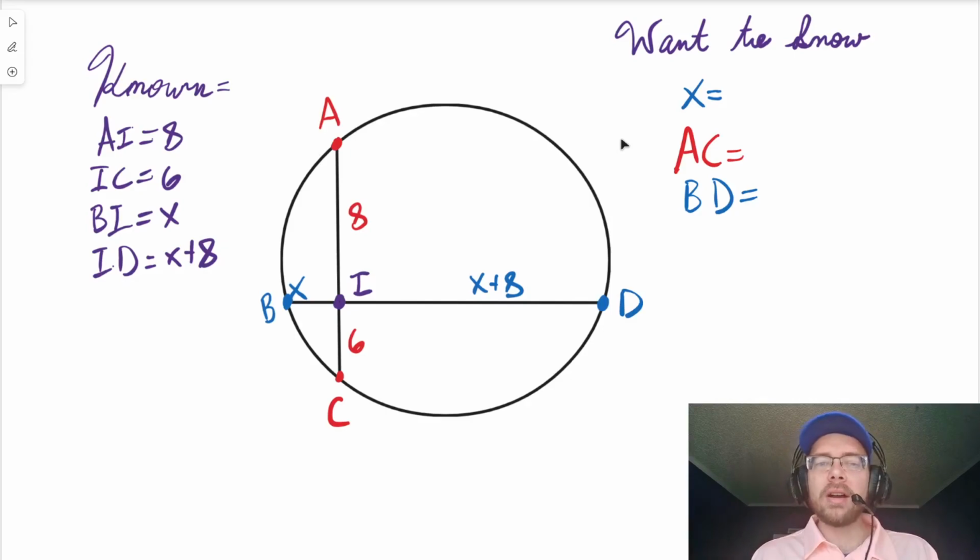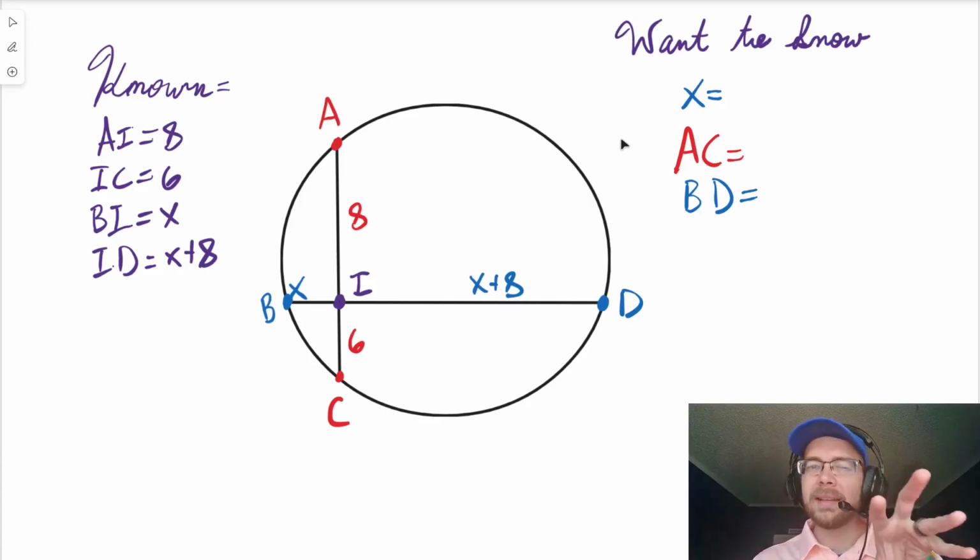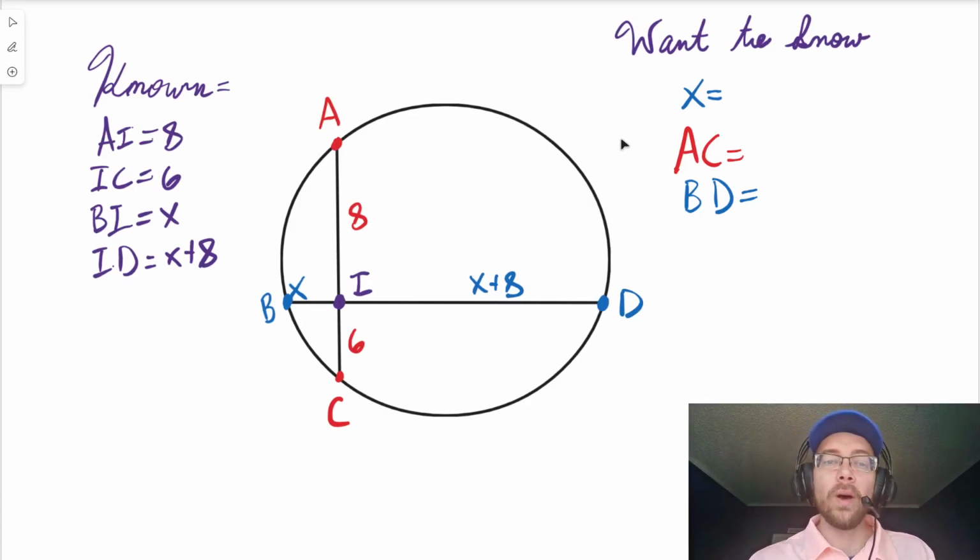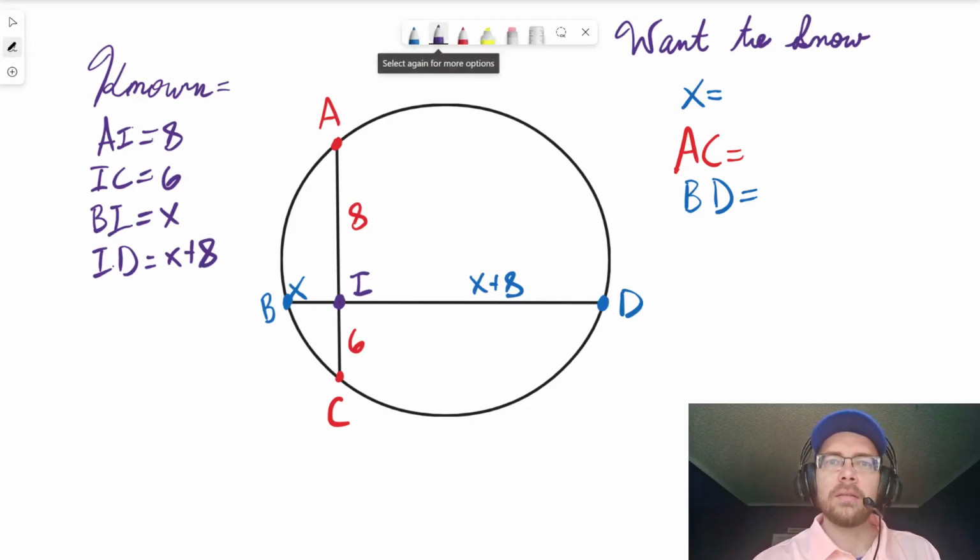But when they cross, they do this weird thing where you can just set up a proportion and solve it. So I'm just going to show you practically how to do it and not why it works in this video. Let me know in the comments if you want to know why it works. But let's say we want to find out what x is first. That's probably the first go-to.